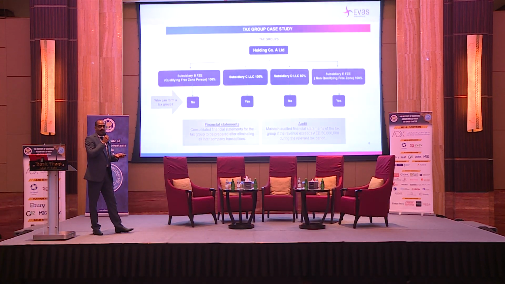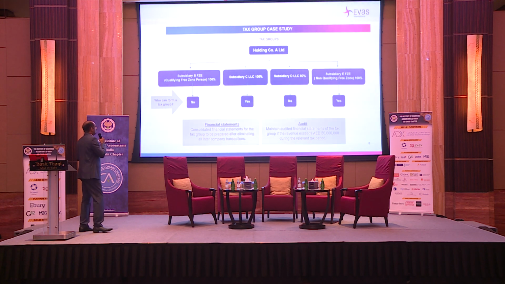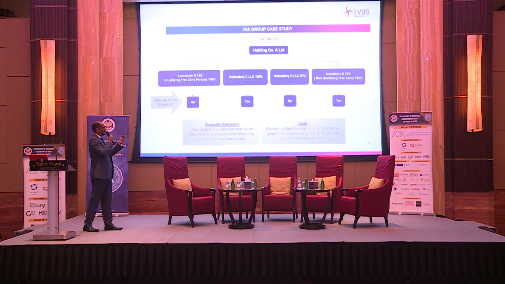So here is an example. Holding company A Limited has a subsidiary company B FZE. B FZE is a qualifying free zone person, with 100% shareholding. And also, holding company A Limited has another subsidiary, C LLC, with 100% shareholding, and subsidiary D LLC with 80% shareholding, and there is another subsidiary E FZE, which is a non-qualifying free zone person, in which they have 100% shareholding. Which of these companies can form a tax group?